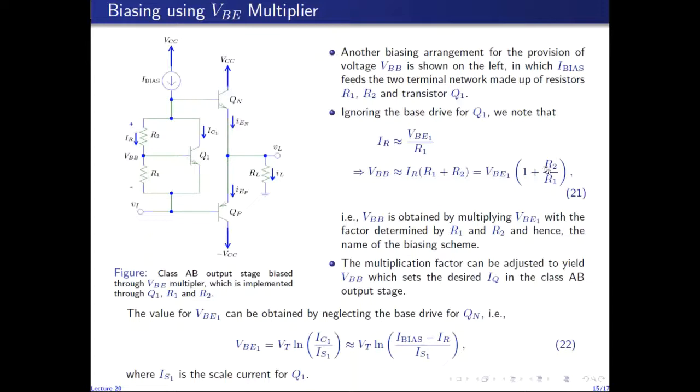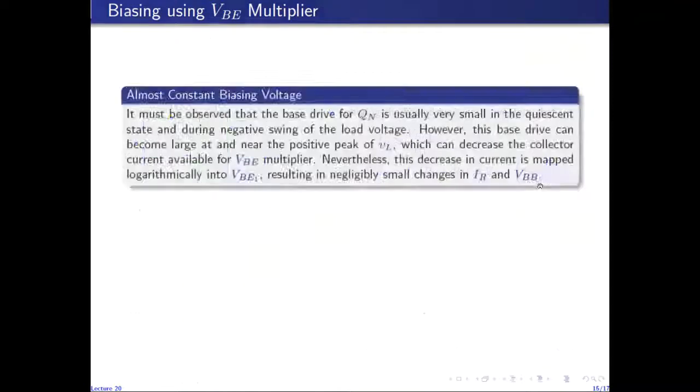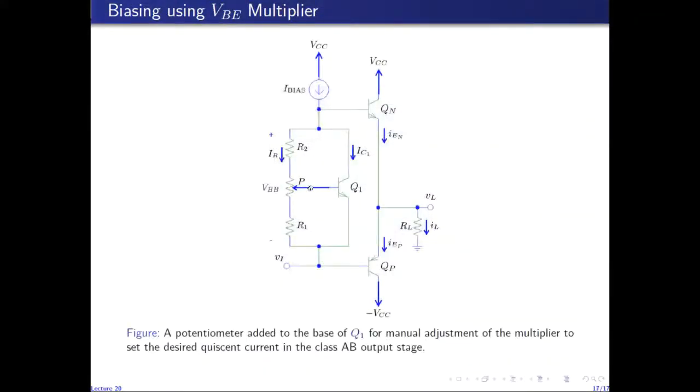So by adjusting the potentiometer, we can adjust the ratio of R2 over R1, which will give us a VBB that can be used to set the required value of the quiescent current in the output stage. So the required value of the quiescent current can be set or monitored by changing this multiplier, 1 plus R2 over R1, through this arrangement. So by changing the value of the potentiometer, we can directly observe the change in the quiescent current. This in turn provides a method of manually setting the quiescent current in the output stage of the amplifier.